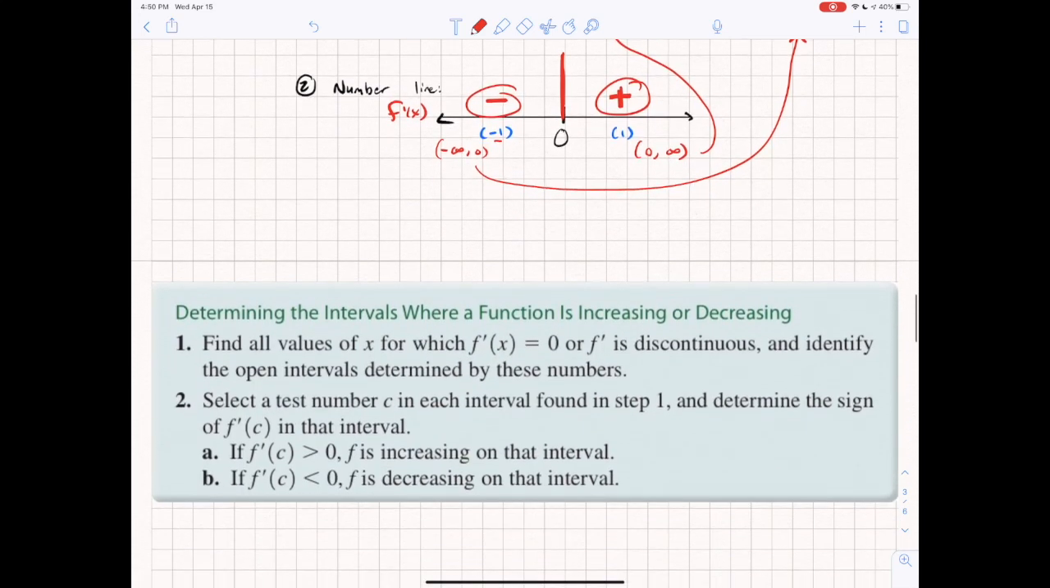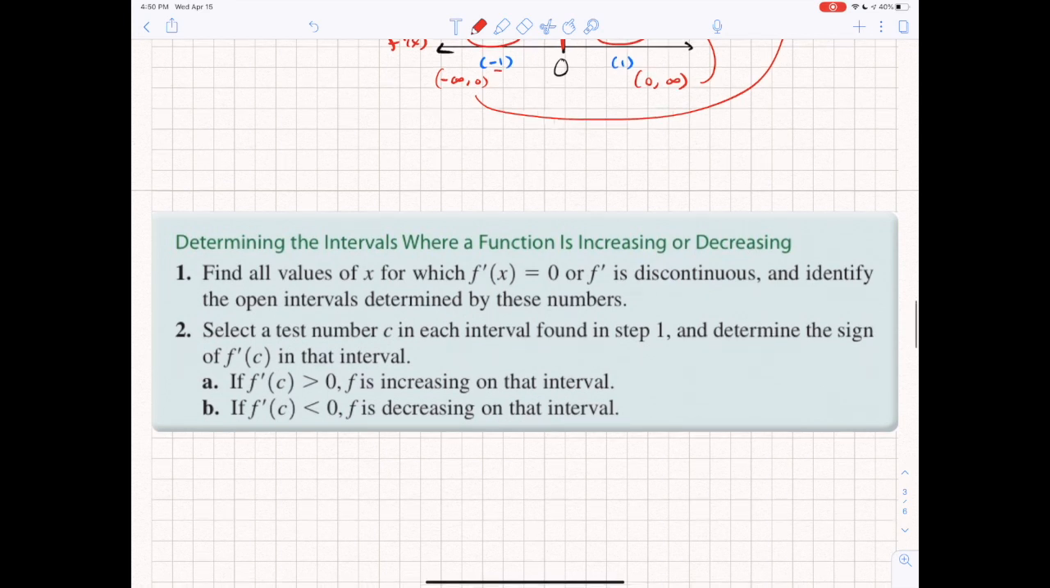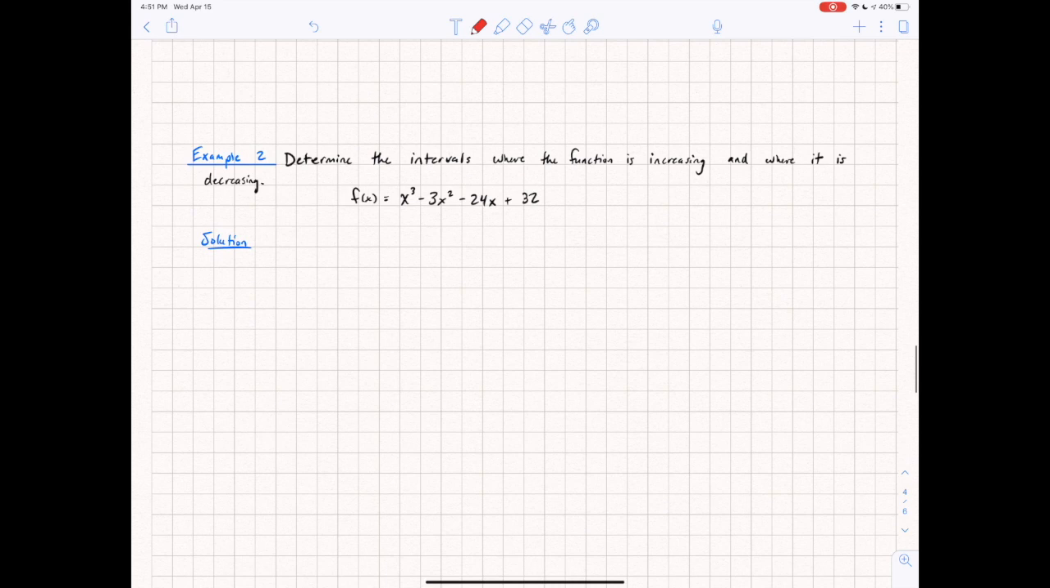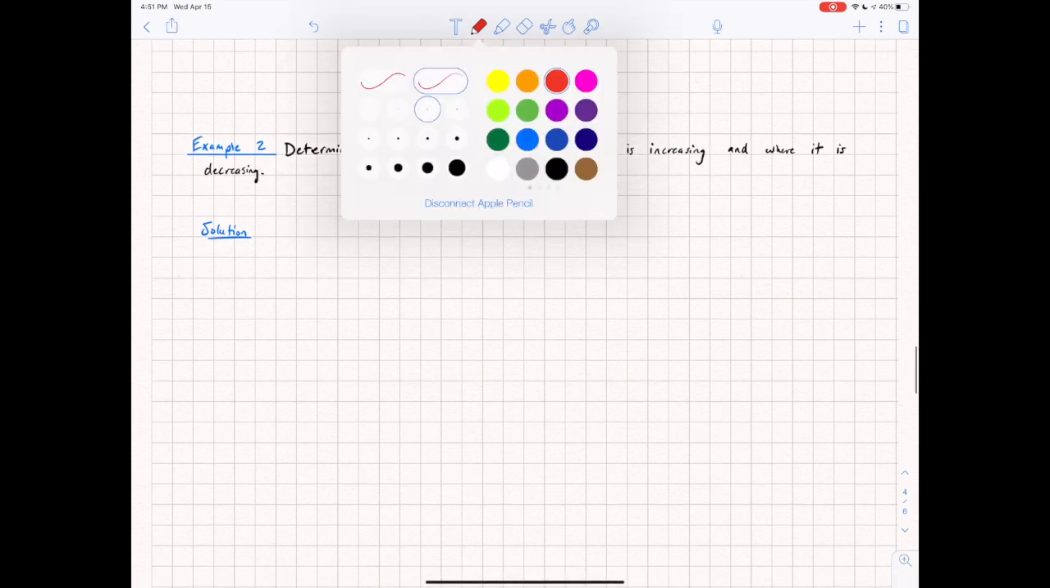All right, so if you're looking for the steps and things like that, then I've got this for you right here. It says determine the intervals where a function is increasing or decreasing. Find all values of x for which f prime is equal to 0 or f prime is discontinuous. And then identify the open intervals determined by these numbers. That's okay using the number line. Select a test number c in each interval found and determine the sign of f prime on that interval. And so again, using a number line is probably one of the easiest ways to go through and organize your work. All right, so let me show you how that works in example 2, and I've got 2 more examples for this part 1.